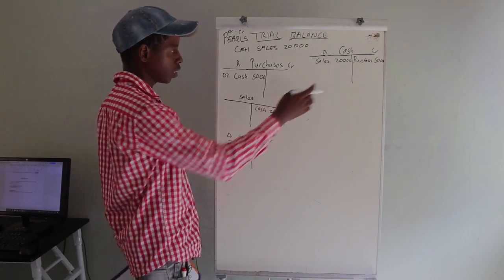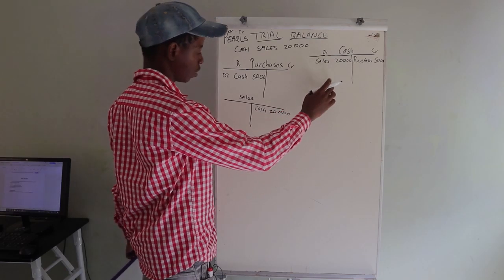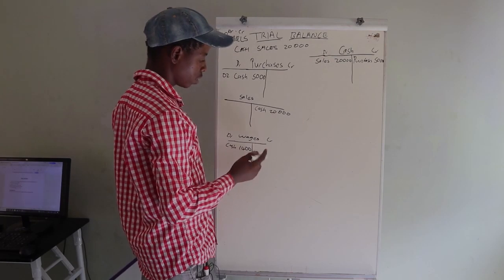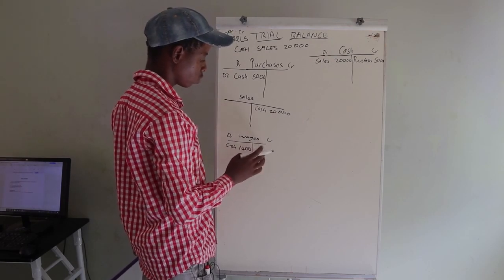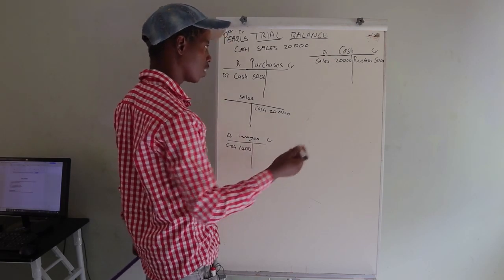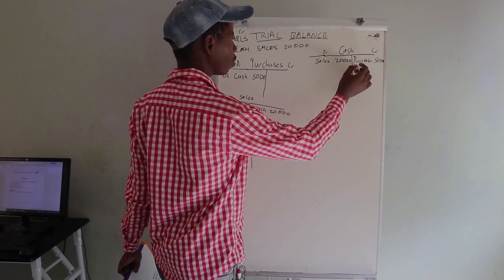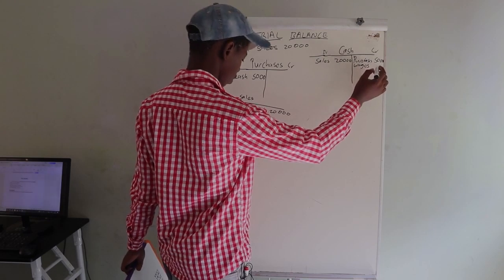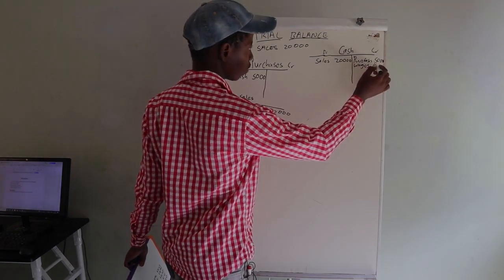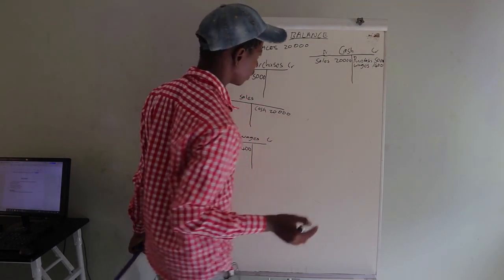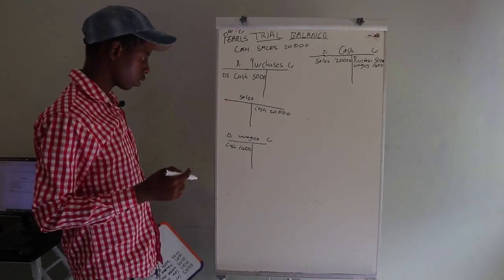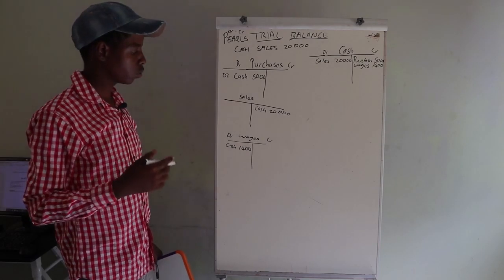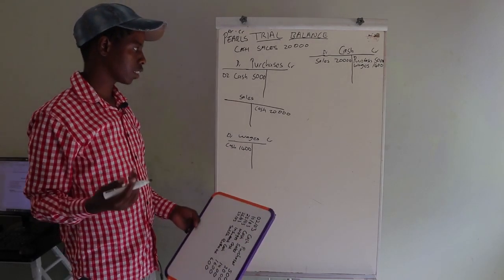We come here, right? Since cash was on the debit here, it means the wages are going to be on the credit, right? So wages 1.4, right? Now we are done with wages, right? We are going to look at the next transaction.